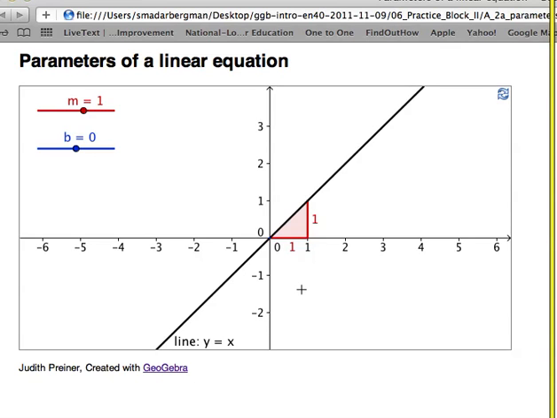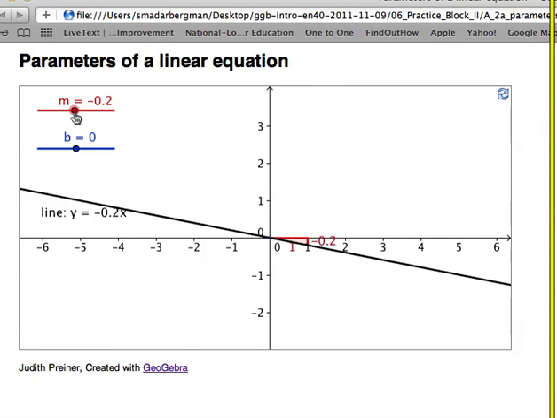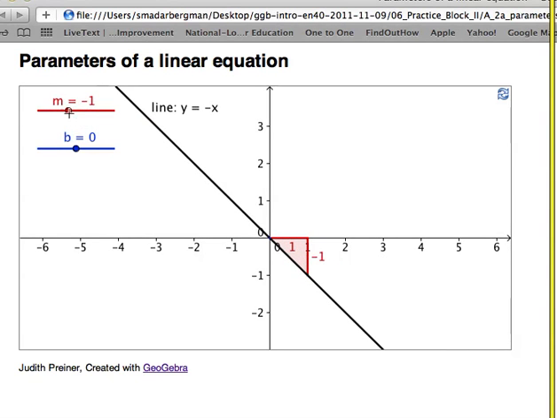Now let's start experimenting. Let's use the slider to change the slope m to be -1, but let the y-intercept stay put. What do you suppose is going to happen to the line? Notice that the line is now the mirror image around the y-axis, and the equation is now y equals -x, which is a slope of -1. Notice that the y-intercept stayed the same.